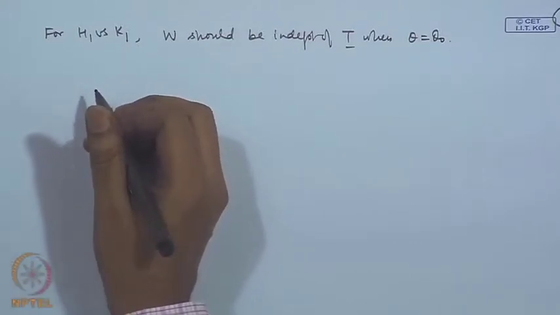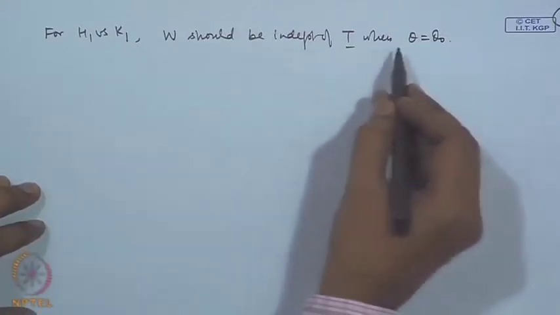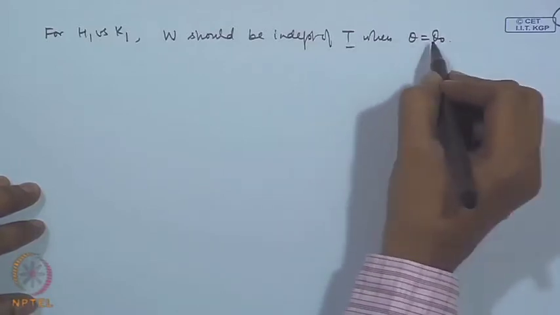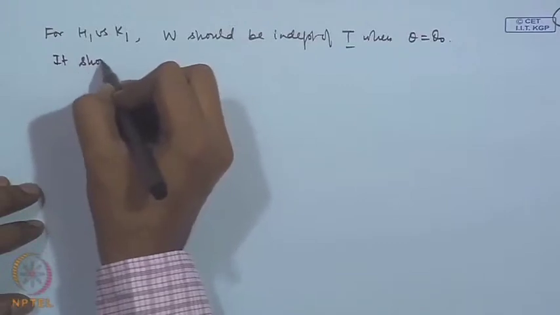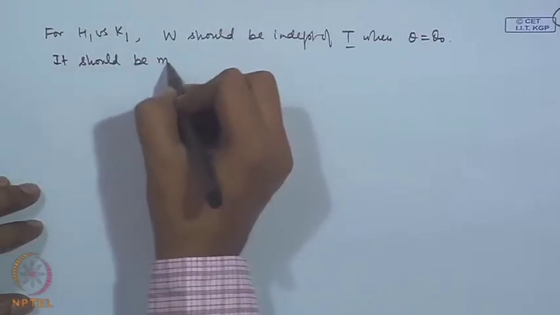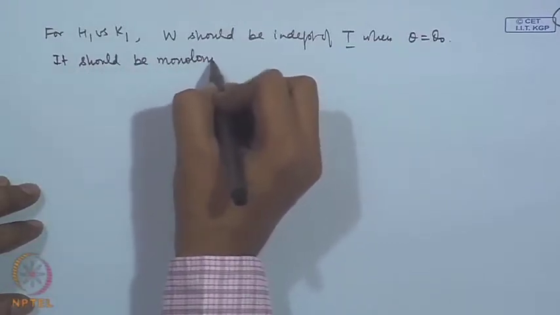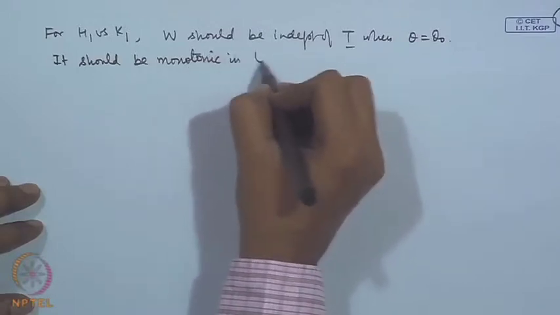Okay. So, W should be independent of T when theta is equal to theta naught. It should be monotonic in U.